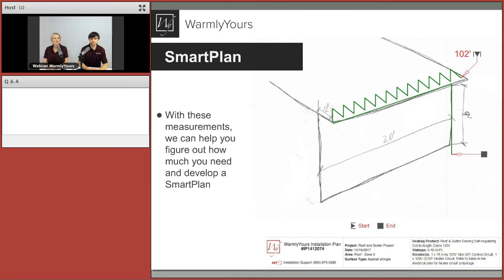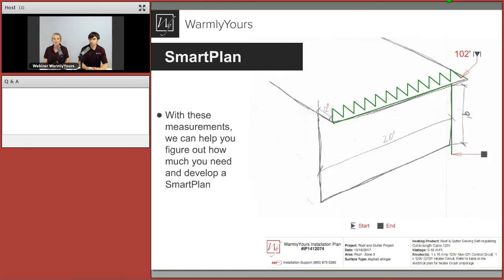Not a problem. And this is the smart plan that we would send back to you. See, guys, this can be really easy. You just sketch it out if you want. Give us some key dimensions. If we need more, we'll give you a call or email. And then from that, we can design the system for you.